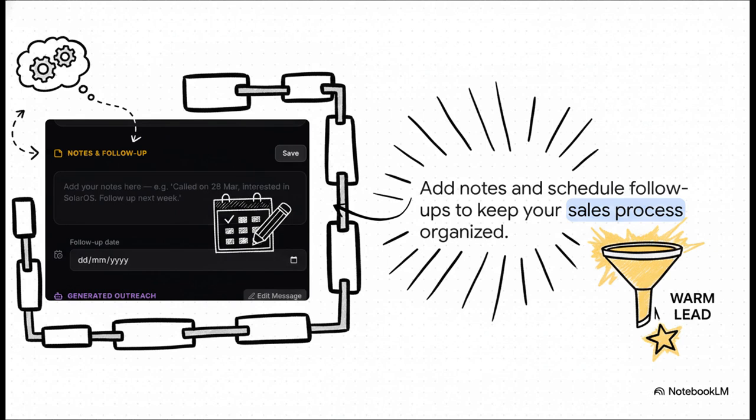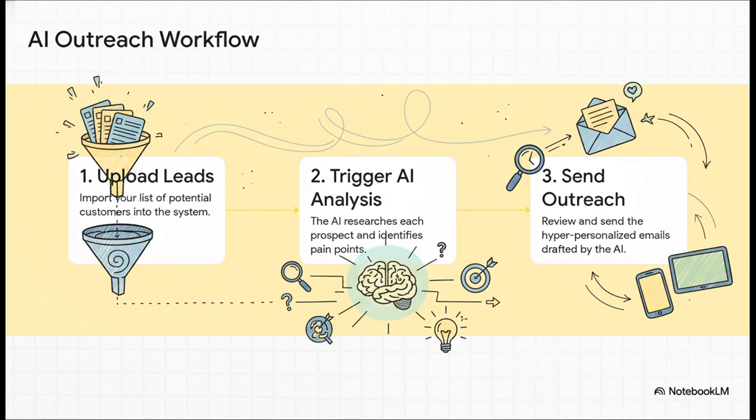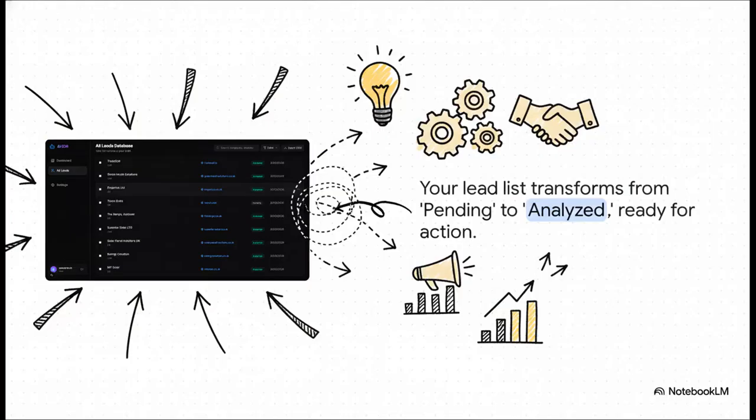Yeah, this tool isn't some fire-and-forget missile, it's a complete workflow. After the AI does its thing and drafts the outreach, the salesperson can jump in, add their own notes, and schedule a specific follow-up date. This keeps the whole sales process neat and organized, making sure no warm lead ever falls through the cracks. So let's just quickly recap the whole workflow. It's simple. Step 1, you upload your leads. Step 2, you trigger the AI analysis with a single click. And Step 3, you review and send that hyper-personalized outreach. It's such an elegant system that turns what used to be a multi-day chore into just a few minutes of work.